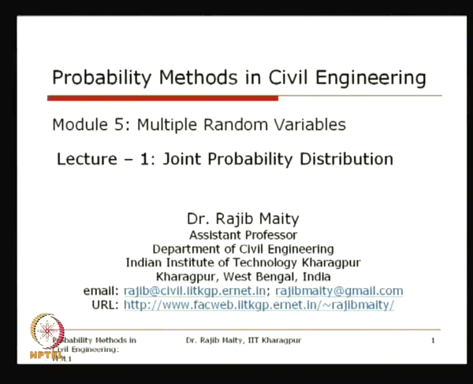this entire module. In this very first lecture, we will start with the joint probability distribution. By joint probability distribution, what we mean is that if one random variable is associated to another, that is, one particular outcome is associated to the other one, then how can we study their behavior jointly with the behavior of the adjoining or associated random variable?